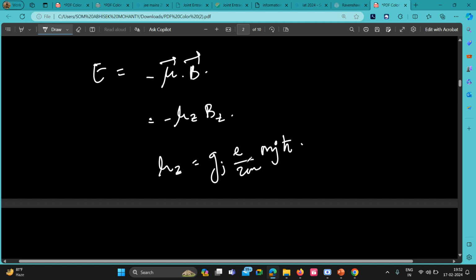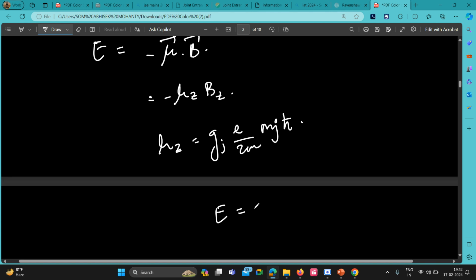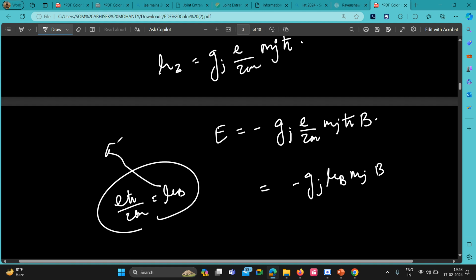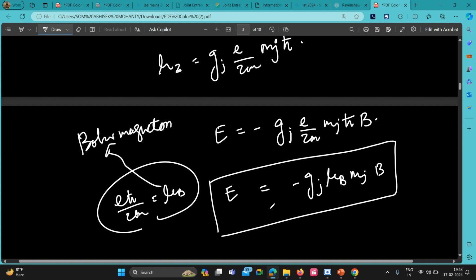So I can put this value here. So E is equal to minus Gj e h cut by 2m mj B. I can write this also as minus Gj mu B mj B. Why? Because e h cut by 2m is written as mu B, that is Bohr magneton. Okay, so this is the energy value. This is all right.